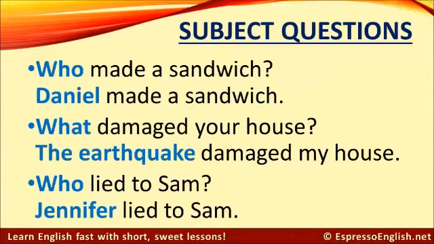Here are some examples of subject questions in the simple past. Who made a sandwich? Daniel made a sandwich. What damaged your house? The earthquake damaged my house. Who lied to Sam? Jennifer lied to Sam. Because all of these questions are asking about the subject, we do not use the auxiliary verb did.